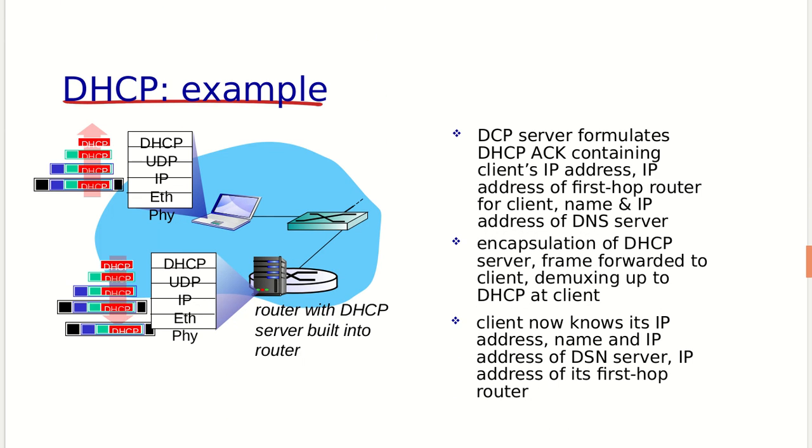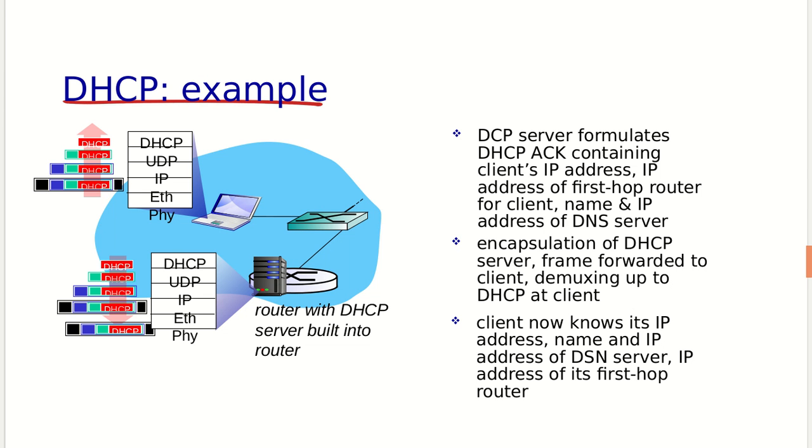So this is the second part of it. The DHCP server formulates a DHCP acknowledgement containing the client's IP address and the IP address of the first hop router, as well as the name and IP address of the DNS server. So after the assignment of the IP address, this additional information is also sent to that client. Then the encapsulated DHCP server frame is forwarded to the client, and over there it is de-encapsulated and the relevant information is extracted from the frame. Now the client knows its IP address, the name and IP address of the DNS server, and the IP address of the first hop router.